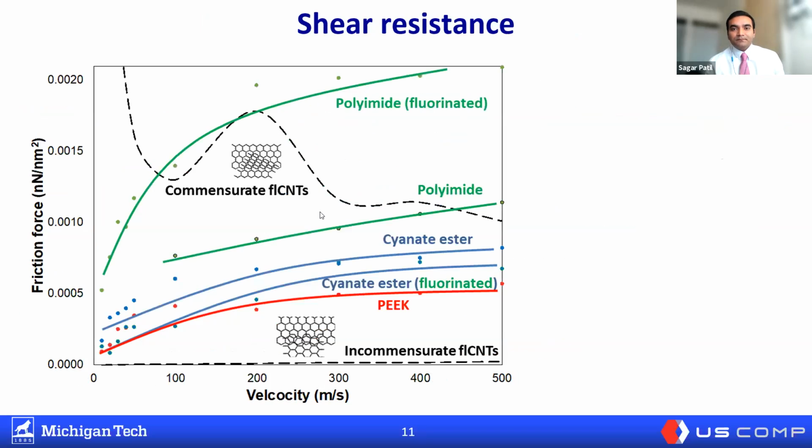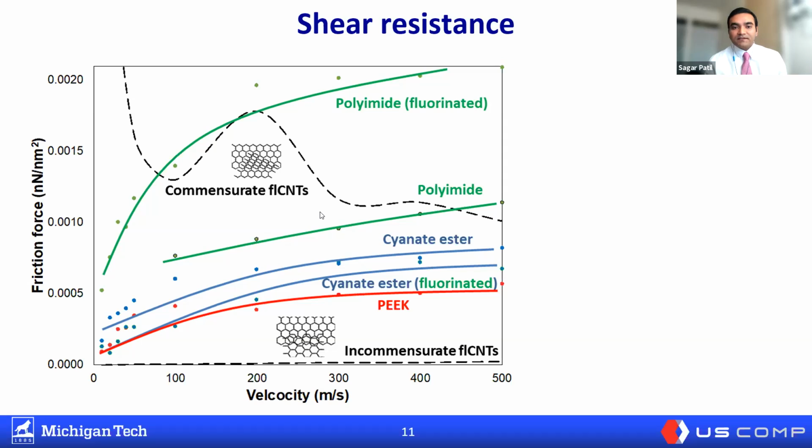Then we have shear resistance, where we have the log of friction force on the y-axis as a function of velocity on the x-axis. Now the polymer results are plotted against two cases of pure flattened CNT results. So the first, right at the top, is the commensurate flattened CNTs, which is a perfect alignment between two layers of flattened CNTs. As you can see, it has the highest friction at lower, realistic velocities. But the commensurate flattened CNT case, where you have this perfect alignment, is practically unachievable. You cannot really achieve that perfect alignment.